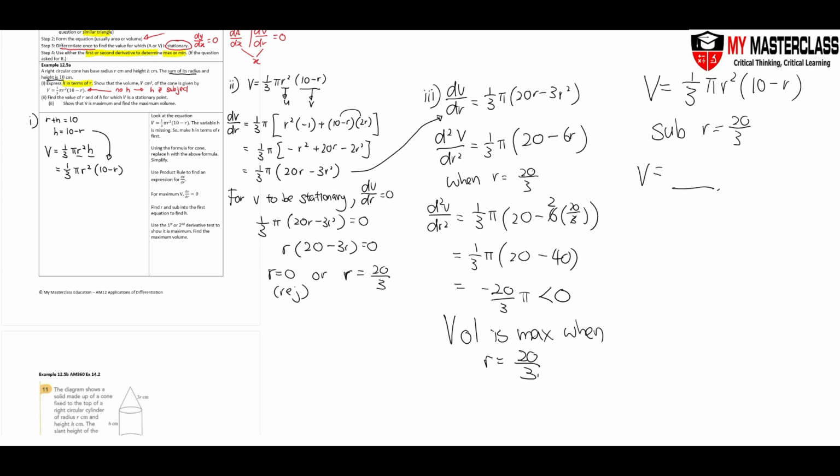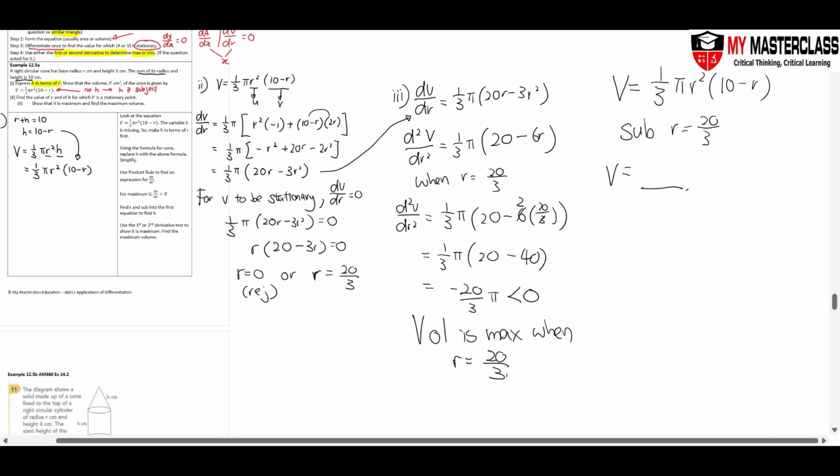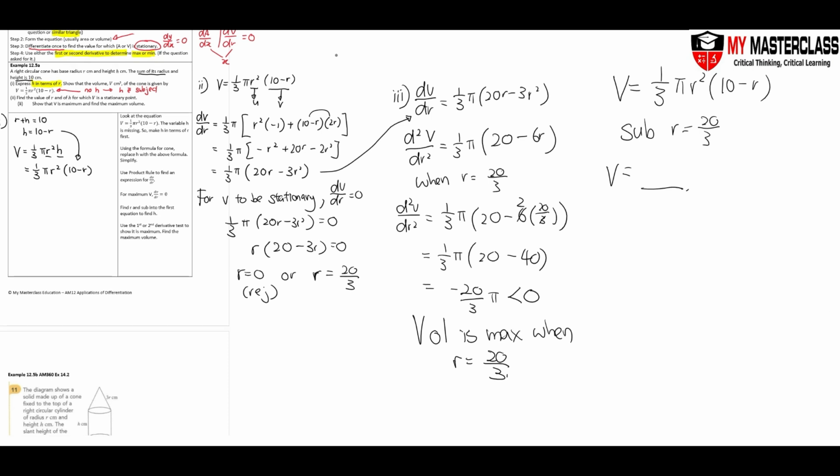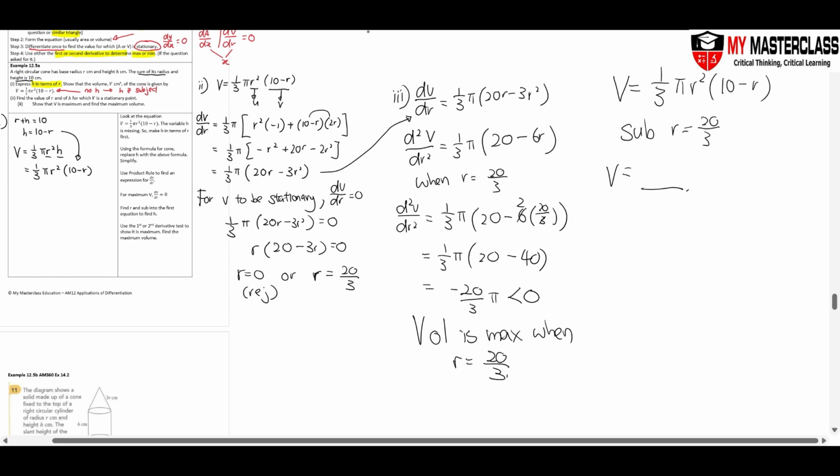So these are the steps. First part, the question will always give you information. Use the information to make one variable the subject of the other. Second part, form the equation. After you form the equation, take the first derivative, that means dV/dr, and then equate to 0 to find the r. Third, if the question asks you to show that it's maximum, then you do the second derivative test, sub in to show whether it is maximum or minimum. And fourth, if the question asks for the maximum volume, then you sub the r back into the equation to find the maximum volume.